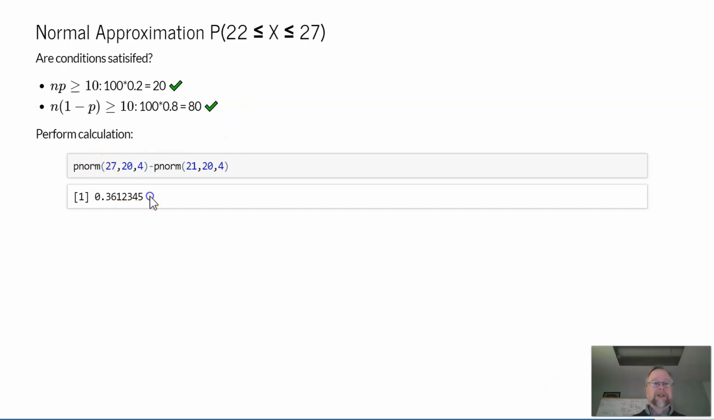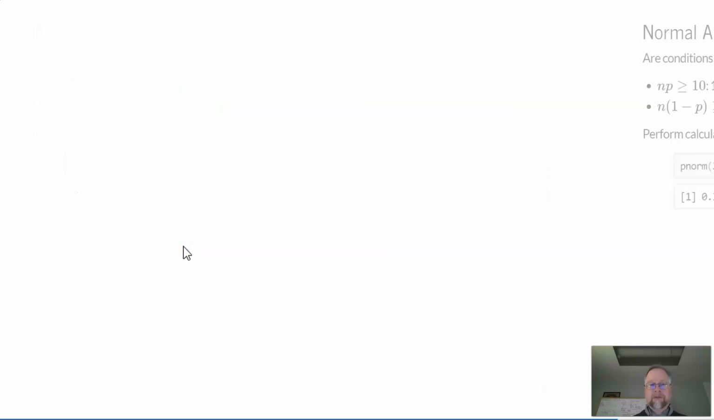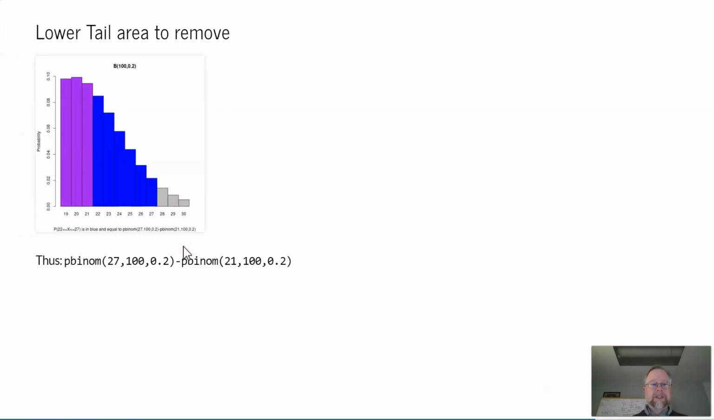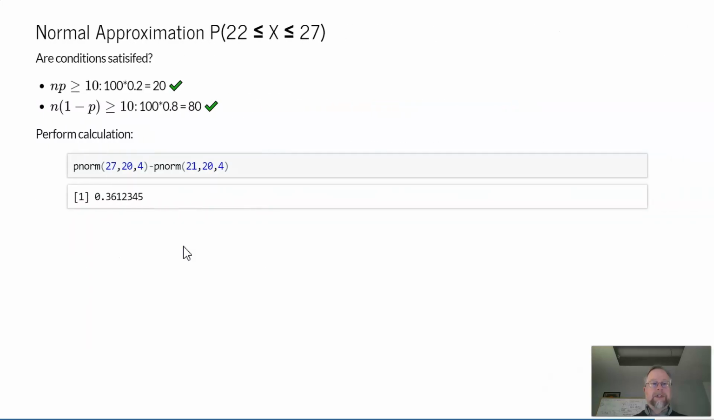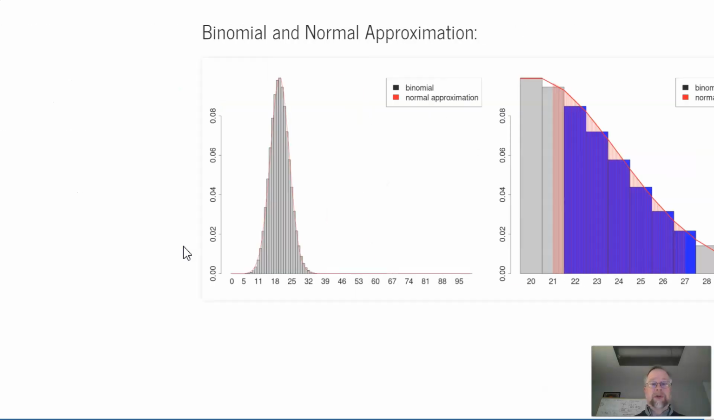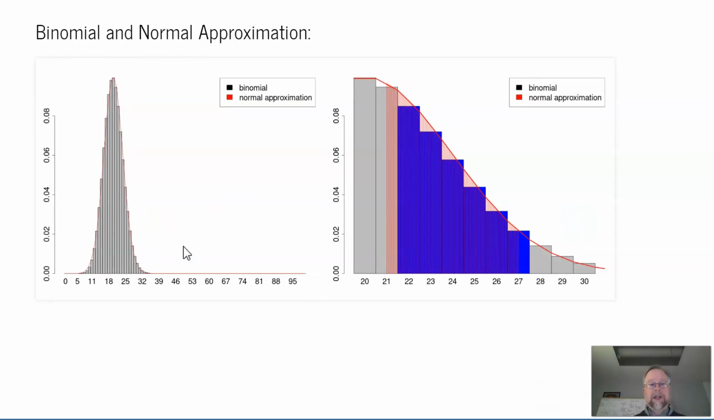So I do my calculation, and here we go. See, I use the normal distribution. So I had a mean of 20 and a standard deviation of 4, which we looked at earlier. And it totally works. Now, it's not the same thing as I got from p-binomial. This is an approximation. So 36.1%, 0.36 is not the 0.311 that we're looking for. And you can get a sense for that by looking at the two side by side.